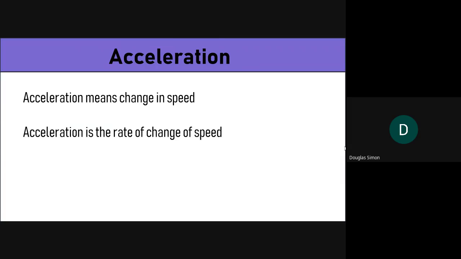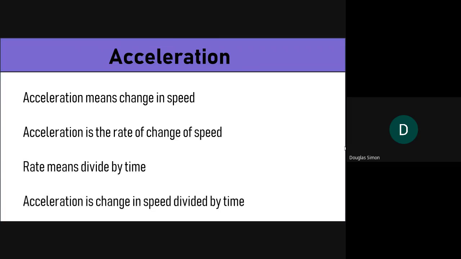Now, what does rate mean? Because this sometimes confuses people. Rate just simply means divide by time. It means how much in a given time. So once you know this, you can actually figure out the formula if you needed it. If it said, for example, write down the formula. So all you need to remember is acceleration is the rate of change of speed. And then you can figure out acceleration is change in speed divided by time.